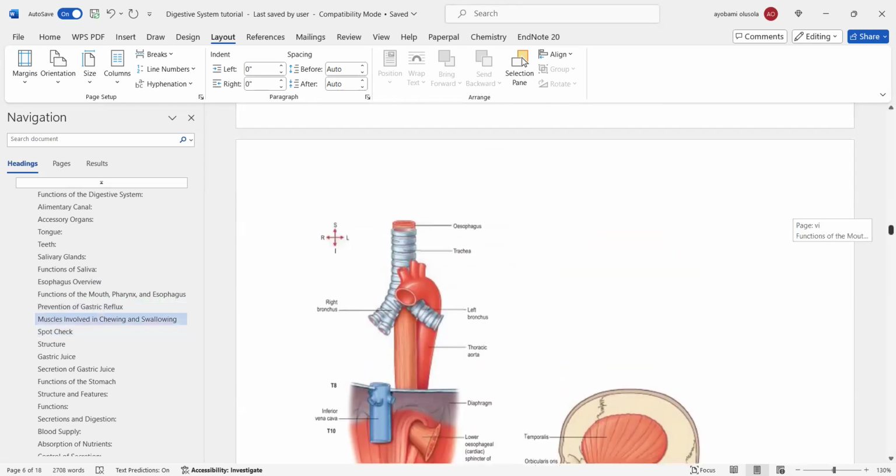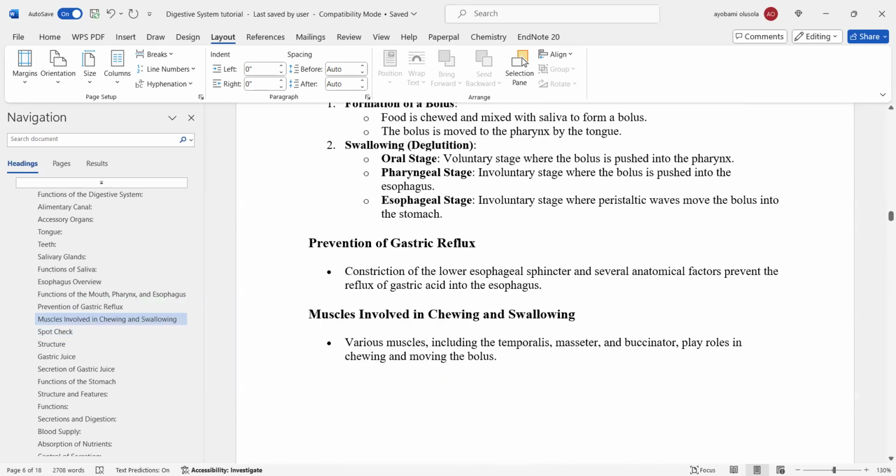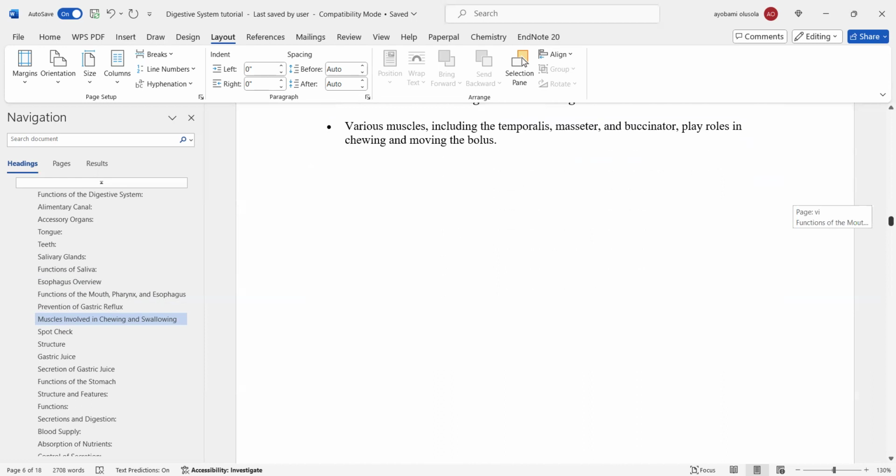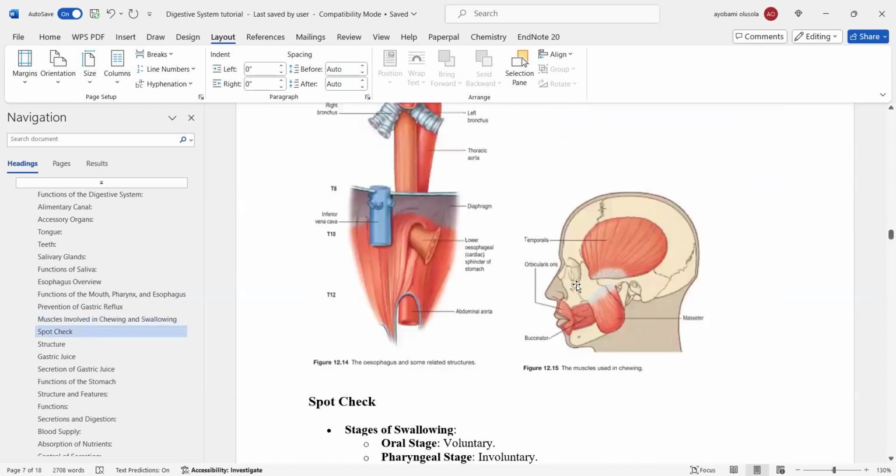So let's talk about the muscles involved in chewing and swallowing. We have various muscles, and these include the temporalis, masseter, and buccinator, and they play a role in chewing and moving the bolus. This is our temporalis.